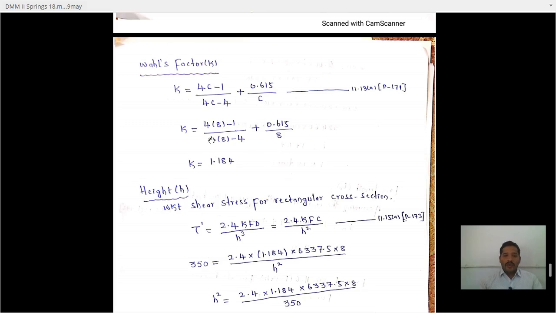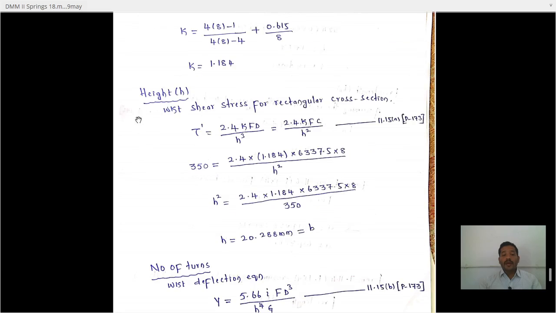So if you divide the whole value, then you will get the Wahl's factor value, k equal to 1.184. This Wahl factor doesn't have any unit; it is dimensionless. After getting the value of k, you need to find out the value of h.